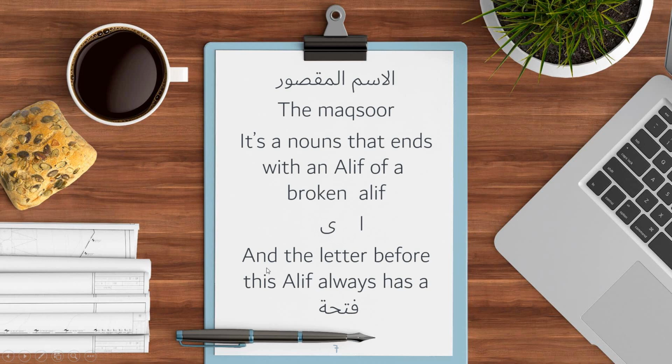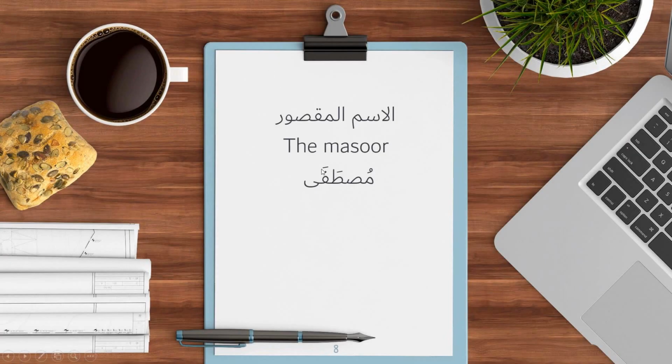One of the things that we need to always keep in mind is that the letter before the alif will always have a fatha. Let's see some examples of الاسم المقصور. So we have here a name of a man, Mustafa. Mustafa is a noun that ends with an alif maqsura, or a ya with no dots, and that will make it al-ism al-maqsur. We have the alif maqsura, and then we have the fa, and the fa will always have a fatha.